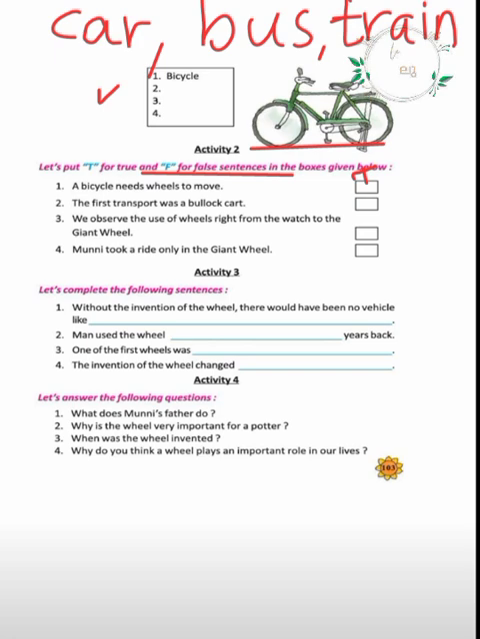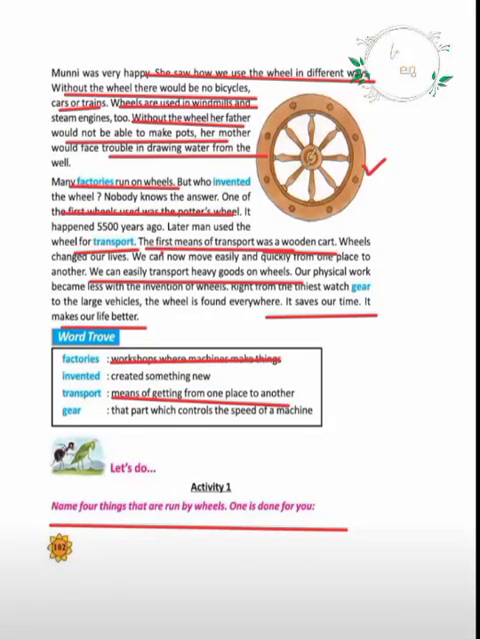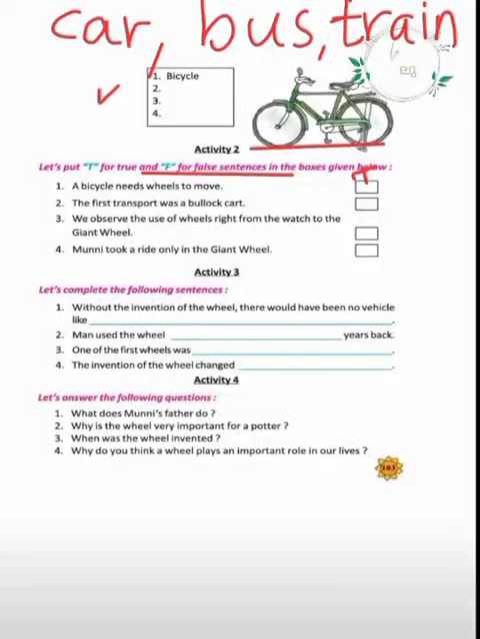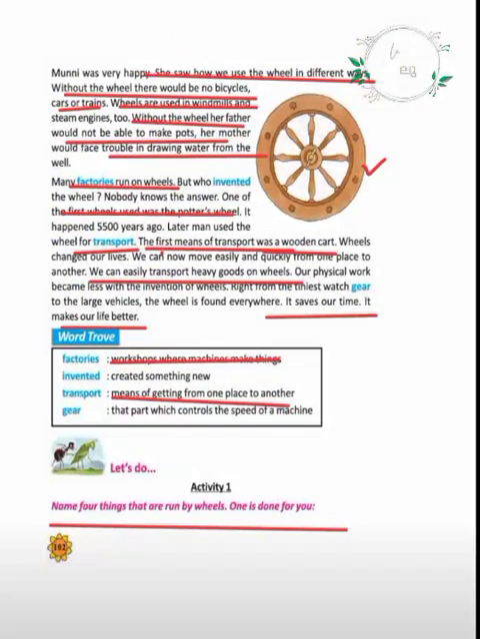Now next is activity 3. Let's complete the following sentences. Without the invention of the wheel, there would have been no vehicle like what? No vehicle like a bicycle. You can write here car, bus, train or bicycle. Nothing will be there. Man used the wheel dash years back. That we learned already, right?